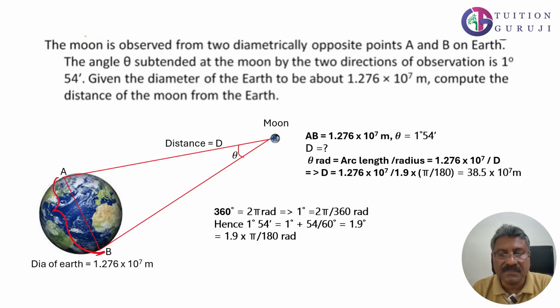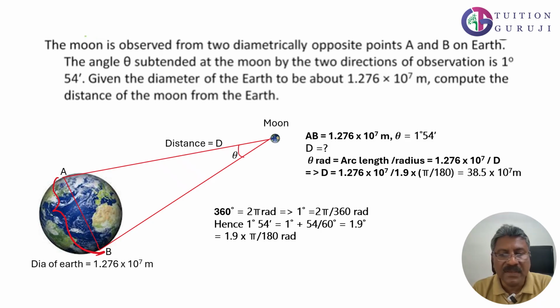Now we know that radian is equal to arc length by radius. And what is the arc length? Arc length is the diameter of the Earth, that is 1.276 into 10 raised to 7, divided by the distance d. d is what we wanted to find out. We don't know what d is. So d is equal to 1.276 into 10 raised to 7 divided by the radian. The radius is equal to arc length by angle.